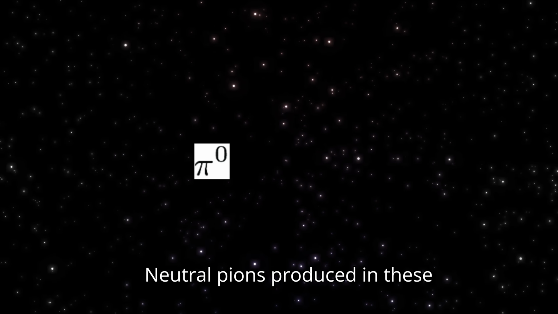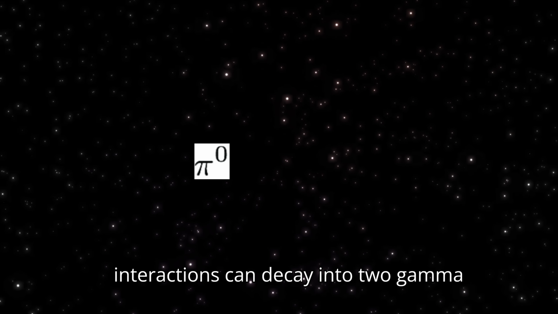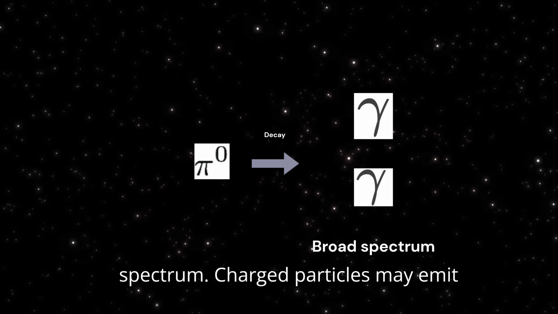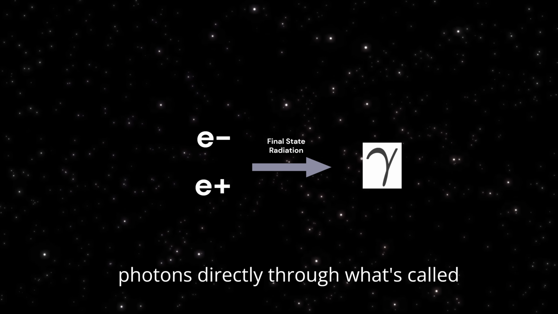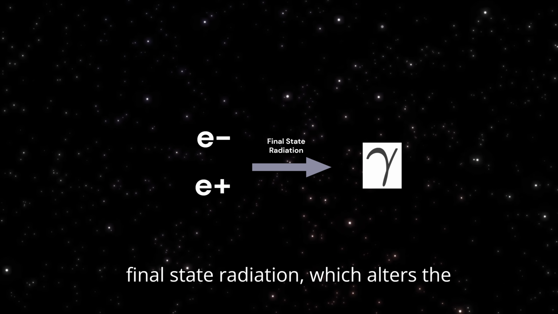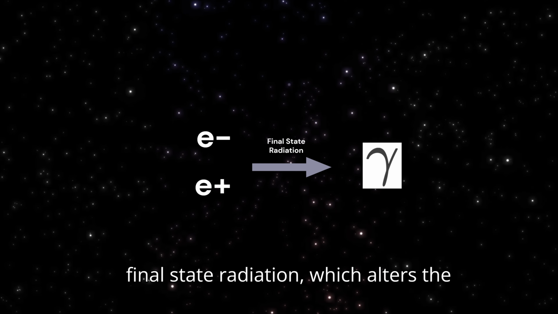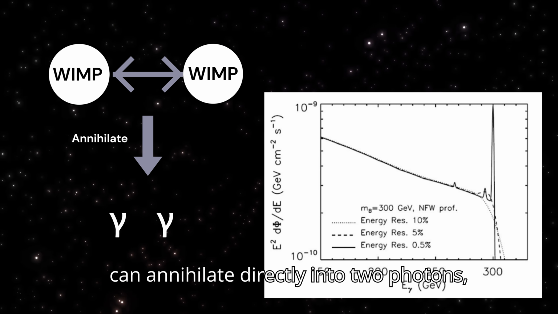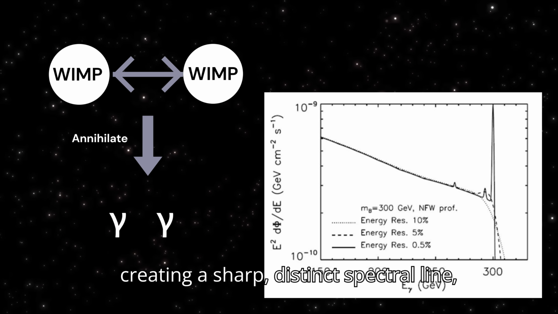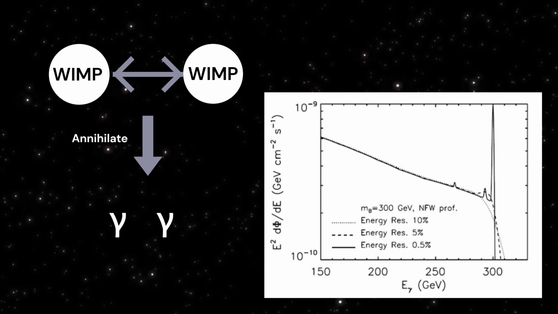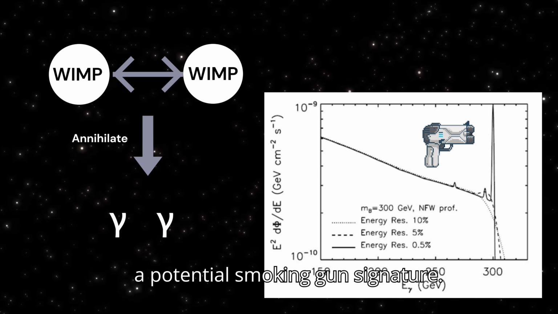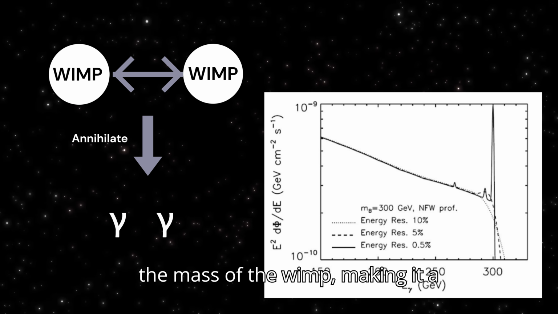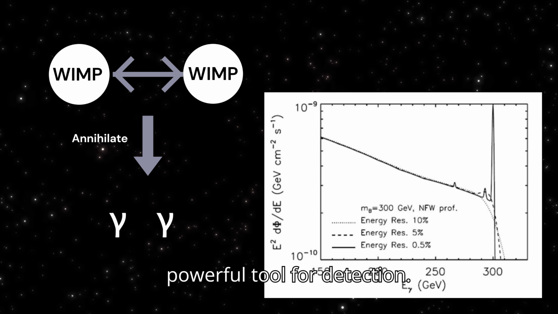Neutral pions produced in these interactions can decay into 2 gamma photons, contributing to a broad spectrum. Charged particles may emit photons directly through what's called final state radiation, which alters the gamma ray spectrum, and sometimes WIMPs can annihilate directly into 2 photons, creating a sharp, distinct spectral line, a potential smoking gun signature. The energy of this line corresponds to the mass of the WIMP, making it a powerful tool for detection.